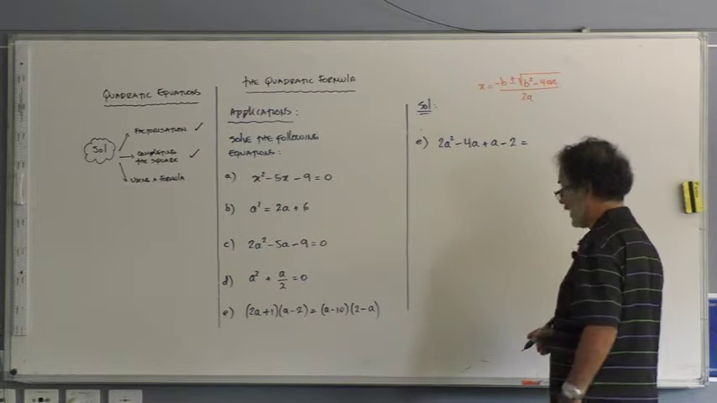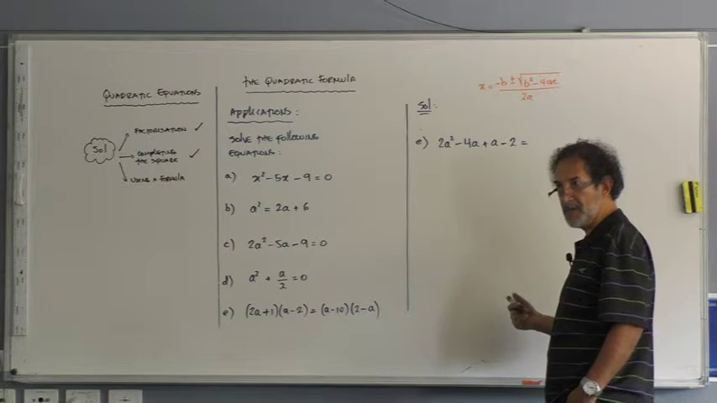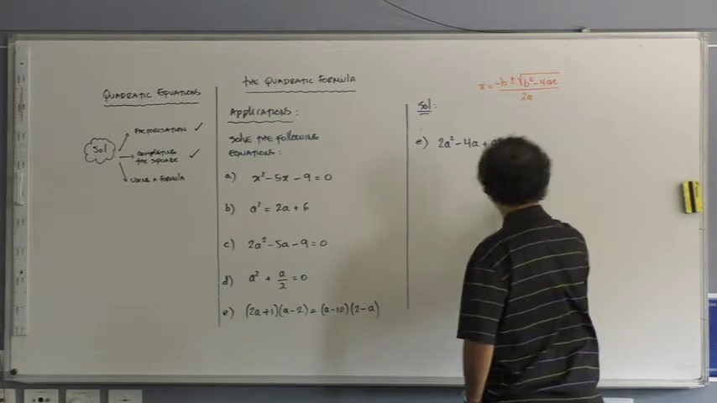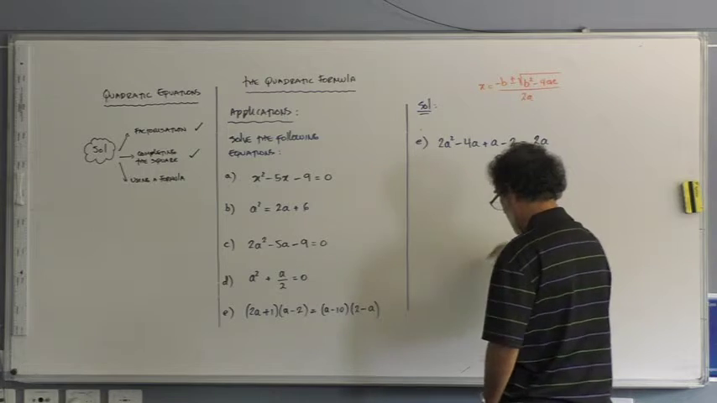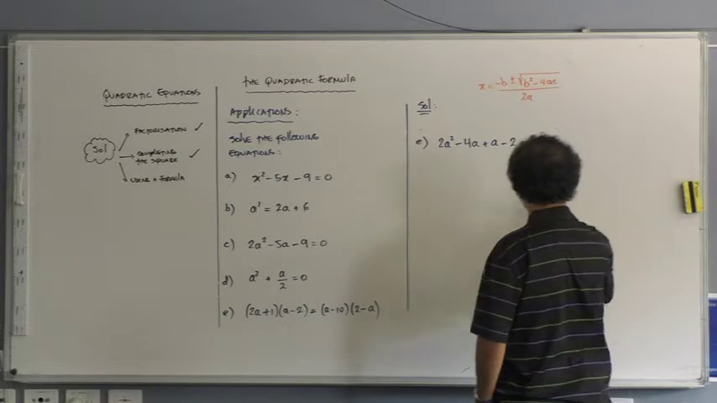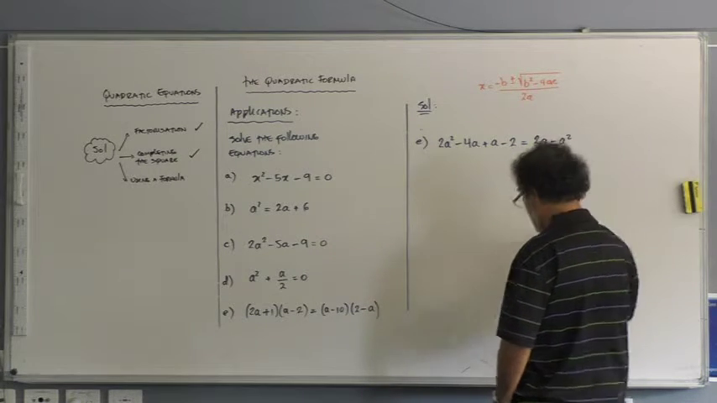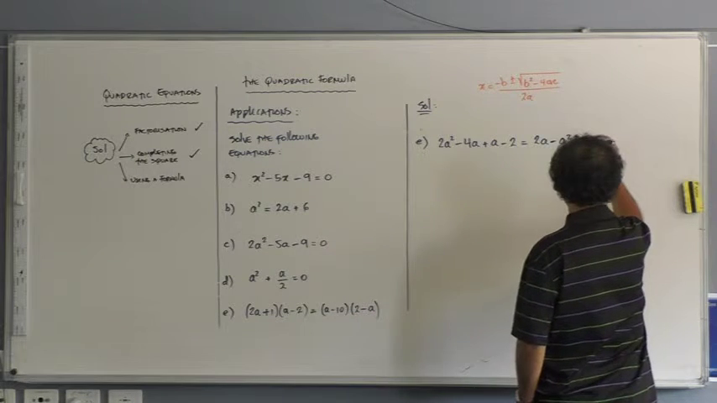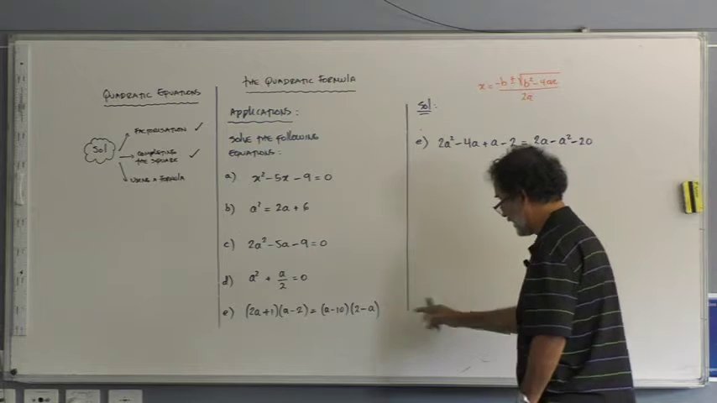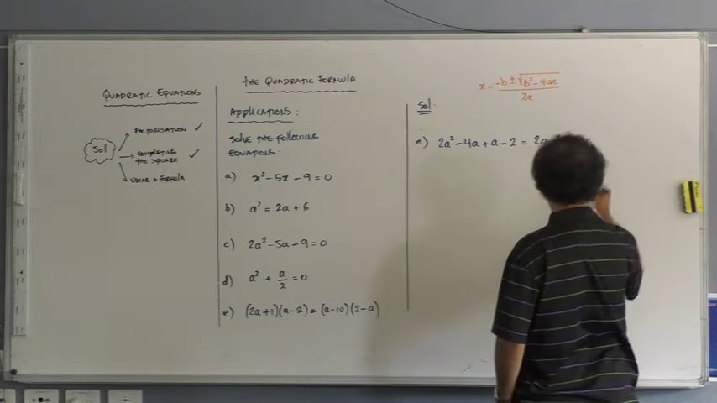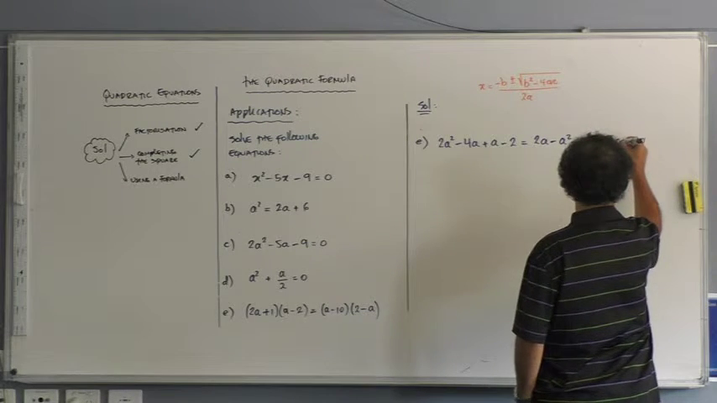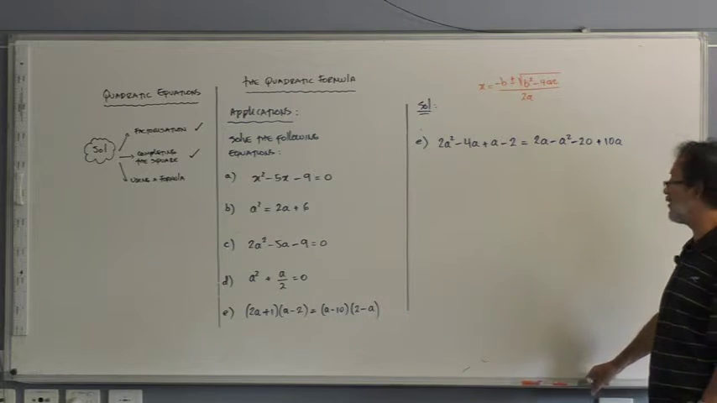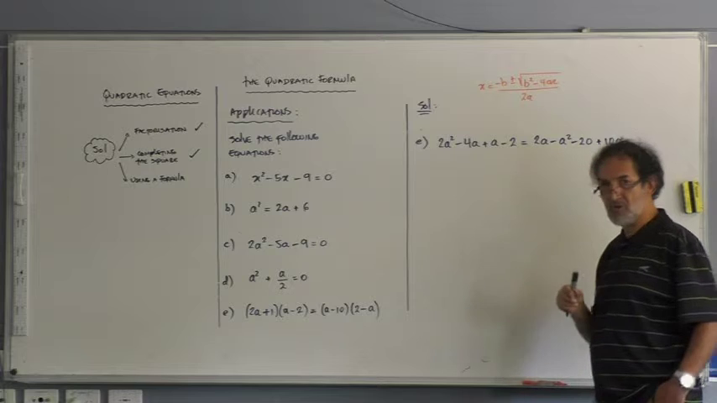And then we're going to do exactly the same on the other side. Okay, so we're going to have a times 2 is 2a. And then a times negative a is negative a squared. And then negative 10 times 2 is negative 20. And finally, negative 10 times negative a is plus 10a. All right, and then we're going to make all that equal to 0.